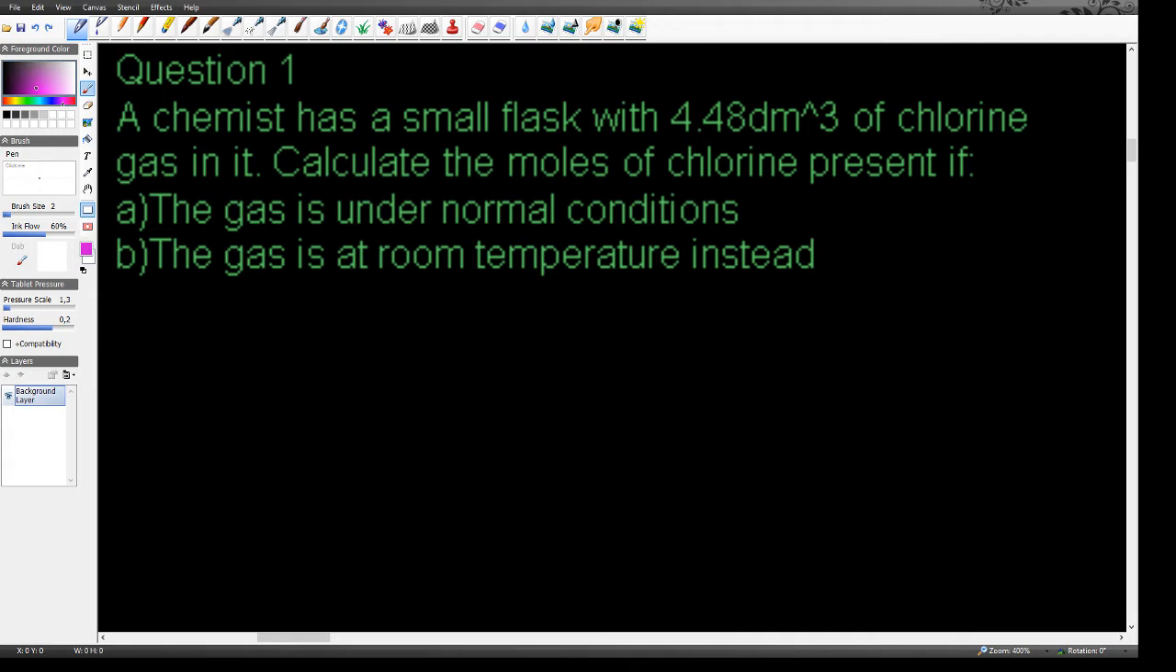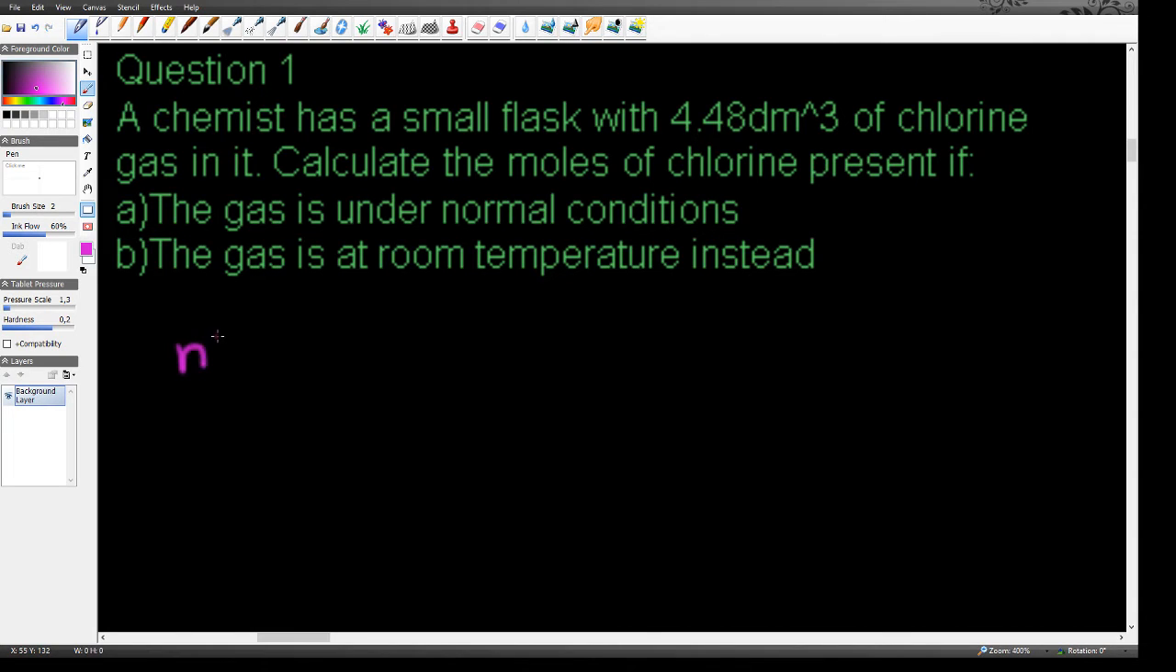A chemist has a small flask with 4.48 decimeters cubed of chlorine gas in it. Calculate the moles of chlorine present if the gas is under normal conditions, or the gas is at room temperature instead, and I'll show you the small difference. So we know our equation, and we should always write this down first.